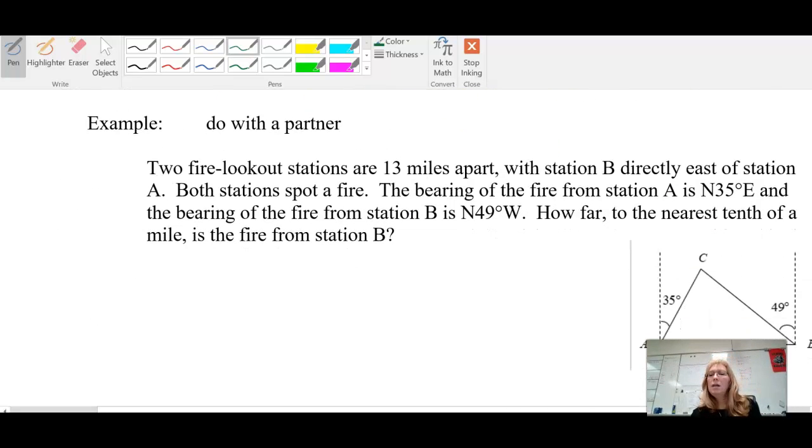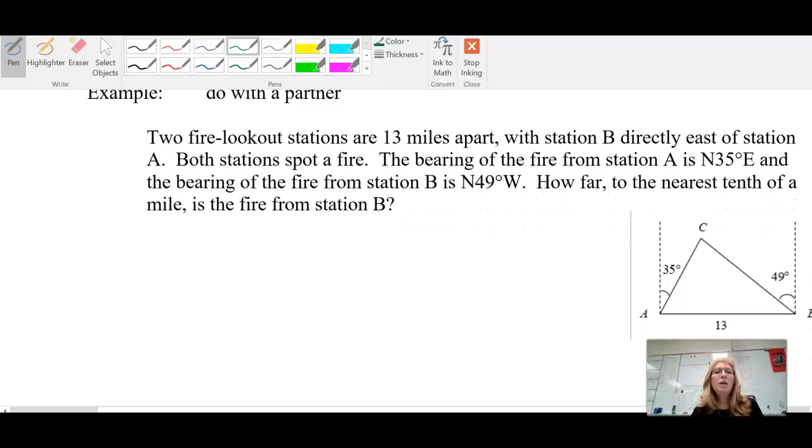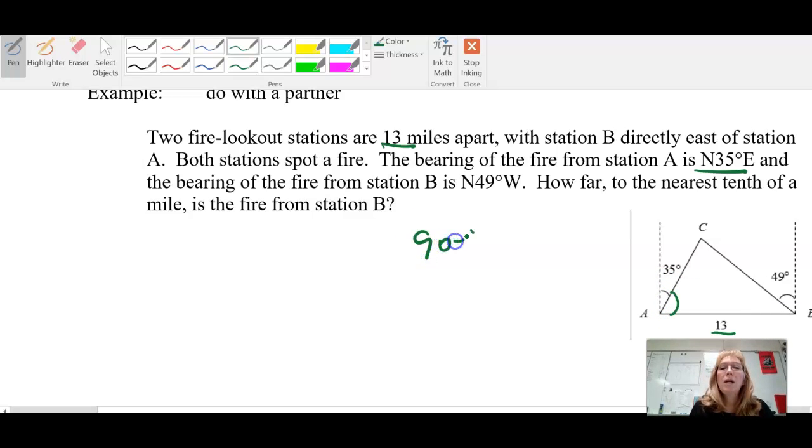Okay, law of sines. Let's see if we can figure this out. Grab a partner if you have one. All right, so this is bearings. Two fire stations are 13 miles apart, so the 13 comes here. If I tell you A is north and then 35 degrees east, I go north and then 35 degrees. To find this angle, you have to subtract that from 90. So you're doing 90 minus 35, which equals 55. So this angle here in my triangle is 55 degrees.